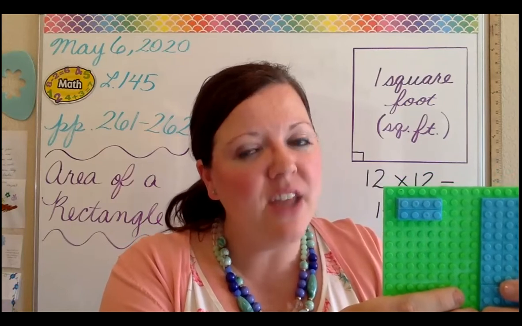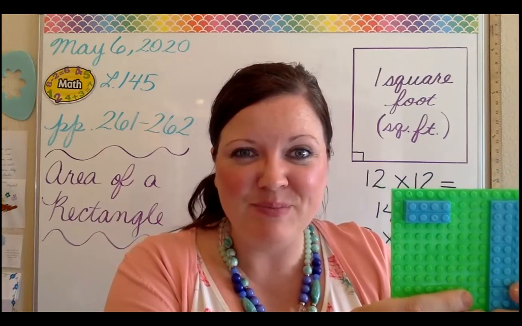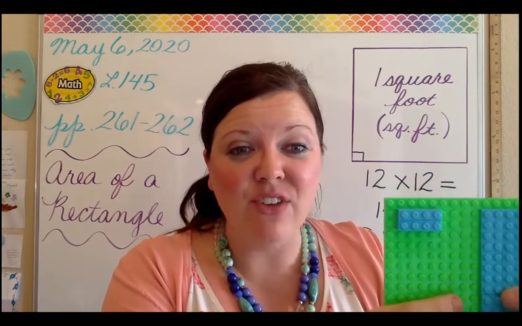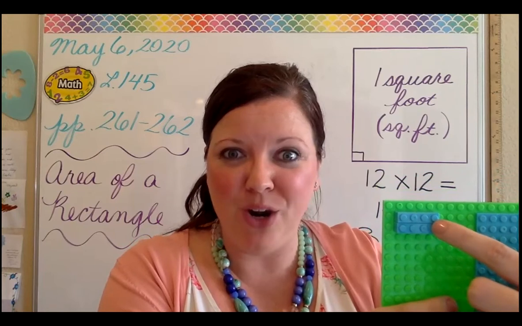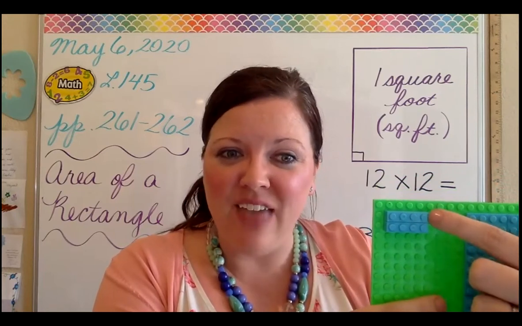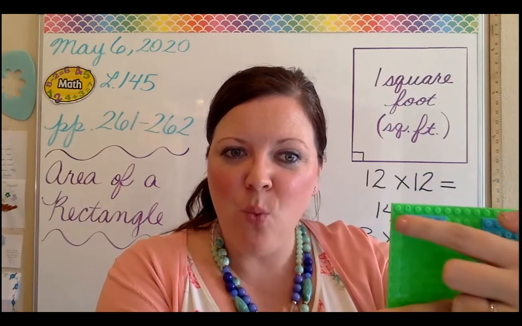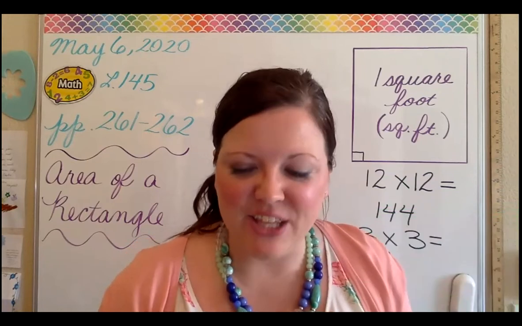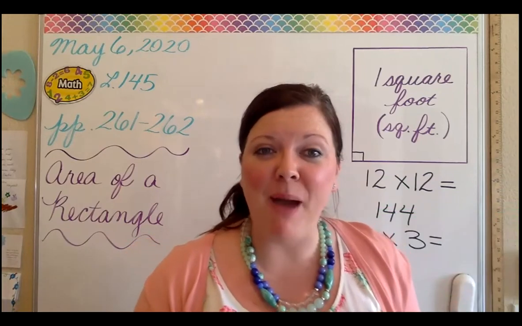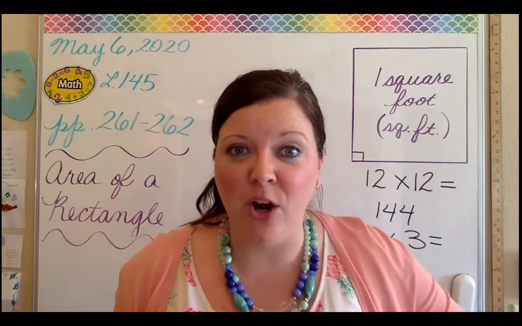But can you think of another way that we could have gotten the same answer of 8? We could have counted the number on top, 1, 2, 3, 4, and multiplied that by the number going down, 2. What is 4 times 2? 8. That's exactly right. Now, when we're talking about area, our area is always going to be in square units.